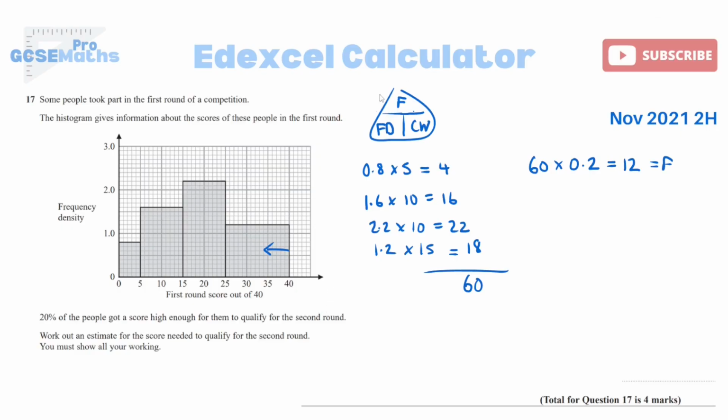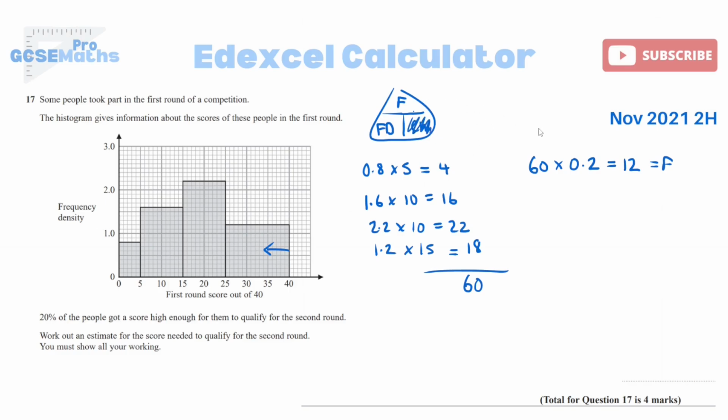But what is it? So back to my formula triangle, I now have the frequency. Because it's going to be from 40 down, I know that it's going to be this top box because we worked out that in this top box there were 18 people. So it is going to fall somewhere in this box, isn't it? So I do know the frequency density is obviously the 1.2.